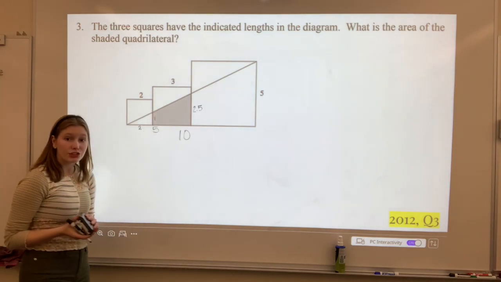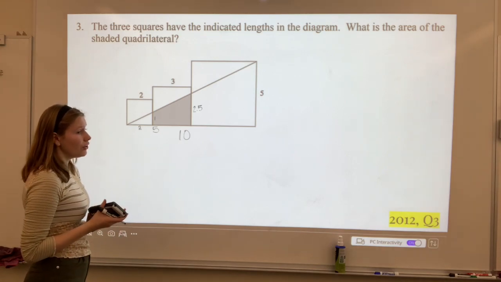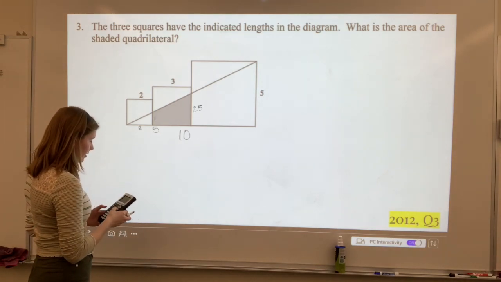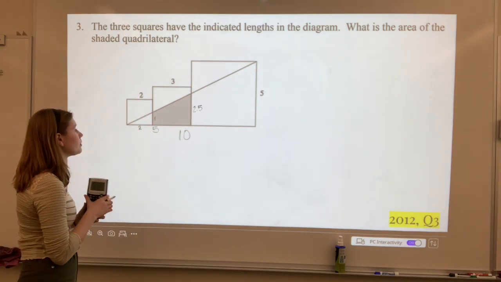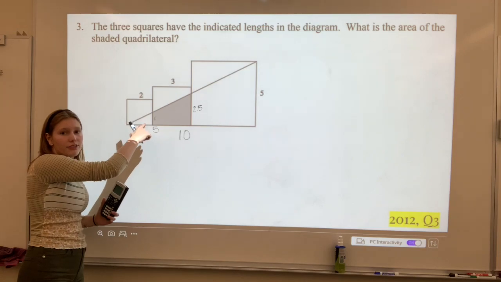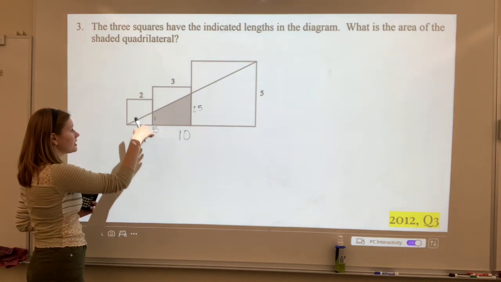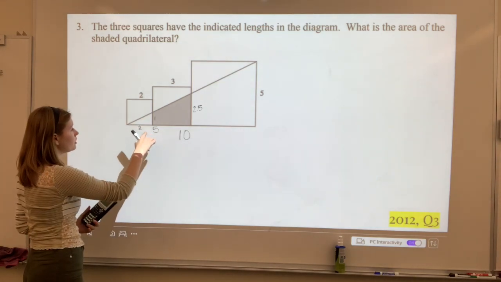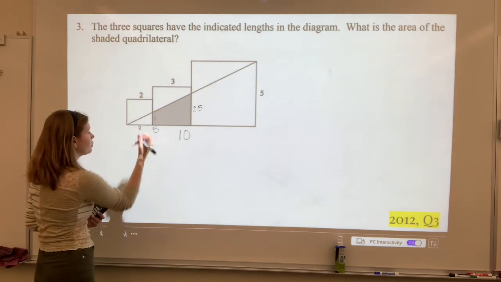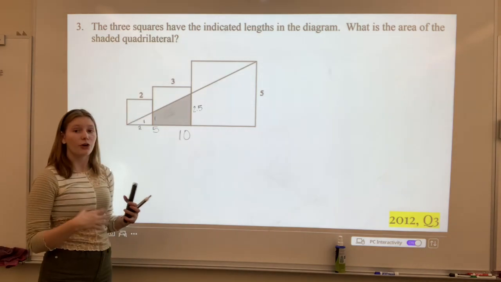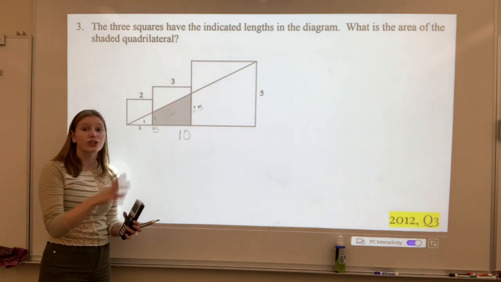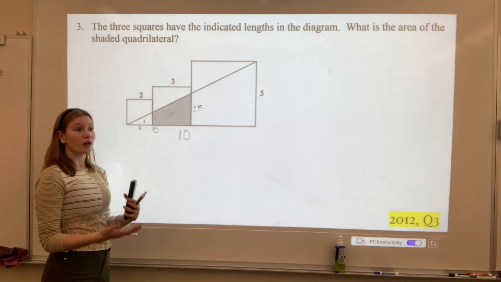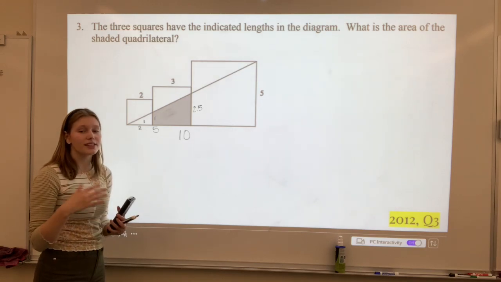Okay, so we can find the area of this larger triangle and then subtract the area of the smaller triangle. We know that the area of the smaller triangle is going to be base times height divided by 2. So 2 times 1 divided by 2 is just 1. So now to find the area of this slightly larger triangle, 5 times 2.5, which is 12.5, divided by 2 is 6.25.